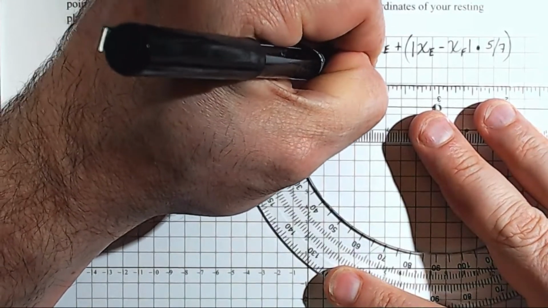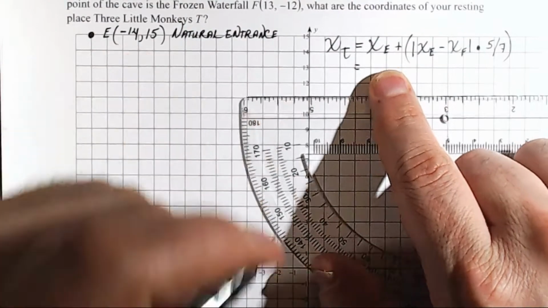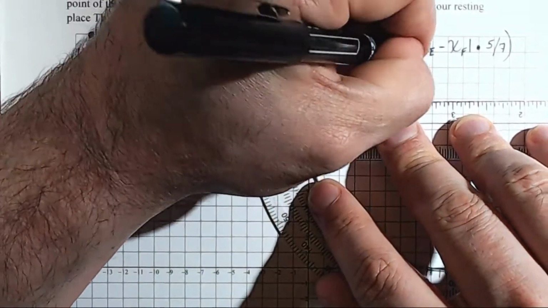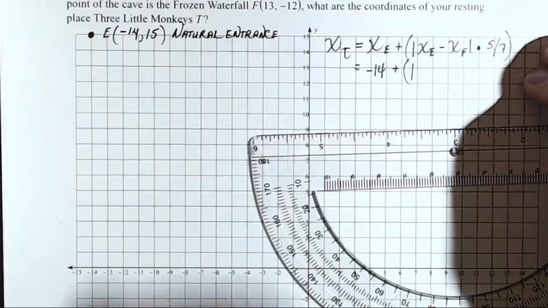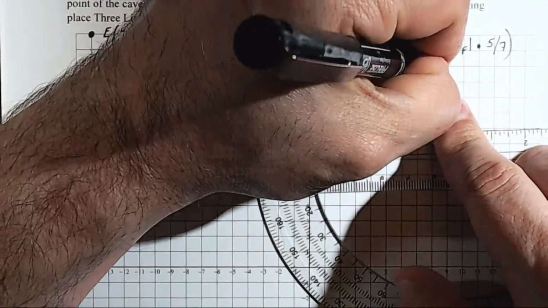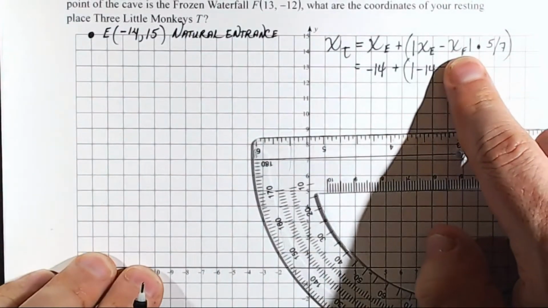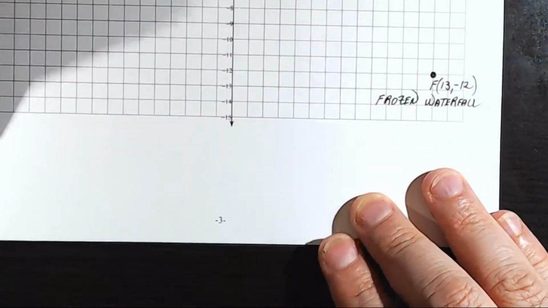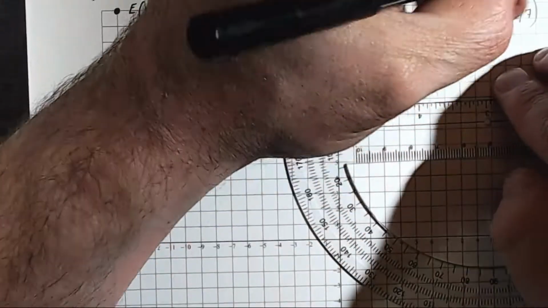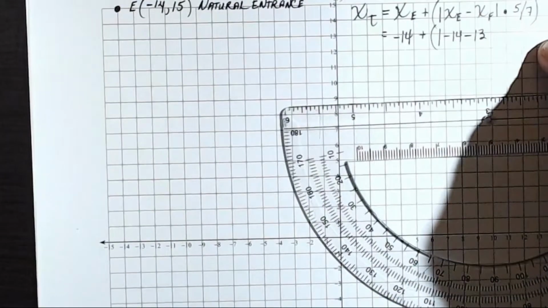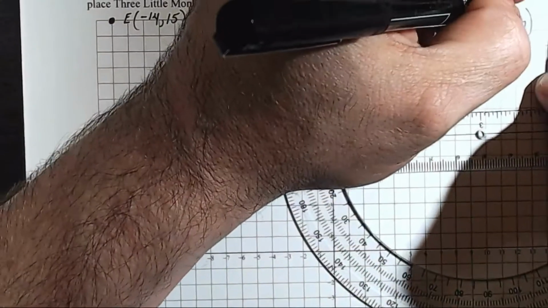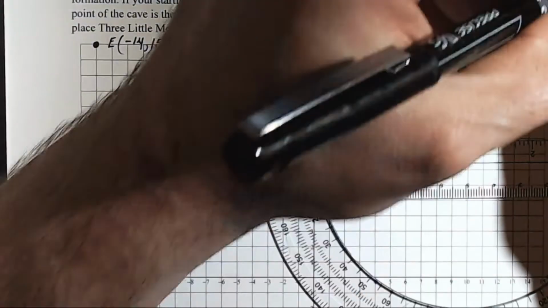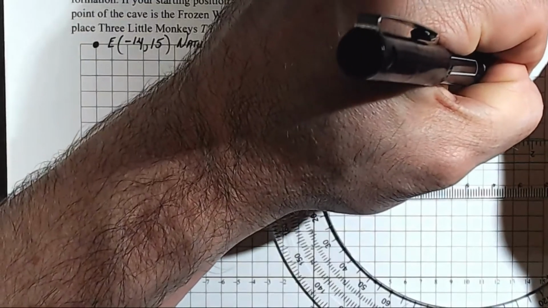So this would be x sub e is -14. -14 plus, open parentheses, absolute value bar, and now x sub e again, -14, minus the x sub f coordinate, and that would be 13. Okay, so positive 13, -14 minus 13. Close those absolute values, and then multiply the difference there, the absolute value there, by 5/7.